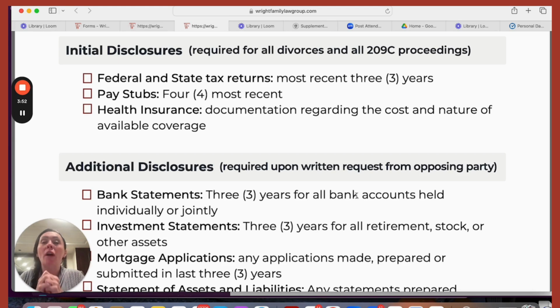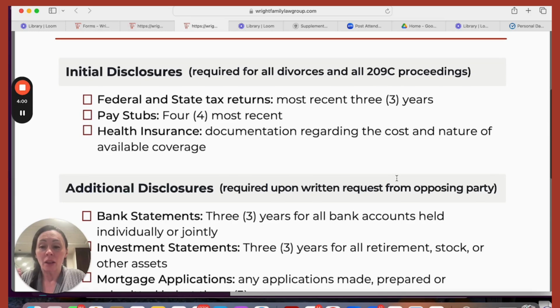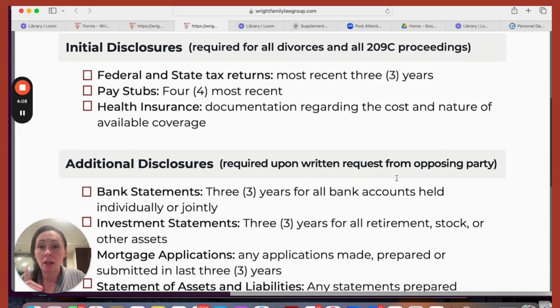Now, if you are not involved in a divorce, if it's a paternity action, so if the parents weren't married to each other, there is mandatory Rule 410 exchange, but it's abbreviated. So the initial disclosures, if you're in a paternity action, so you weren't married in your situation, the child was born out of wedlock, the mandatory initial disclosures are the state and federal tax returns, your 4 most recent pay stubs, and information about the health insurance. Those are initial and it's required.